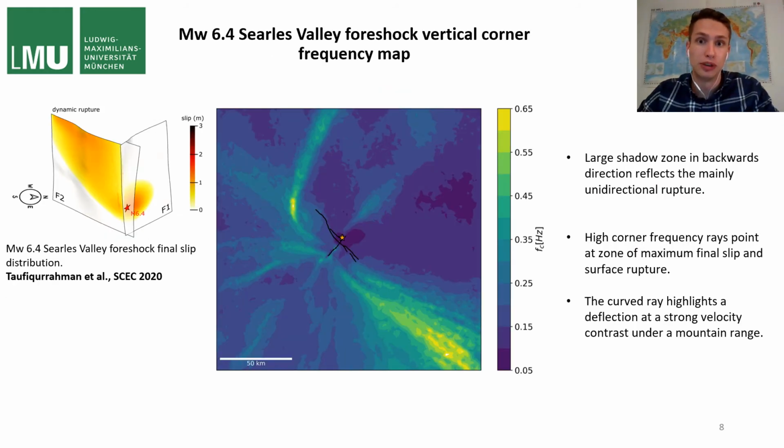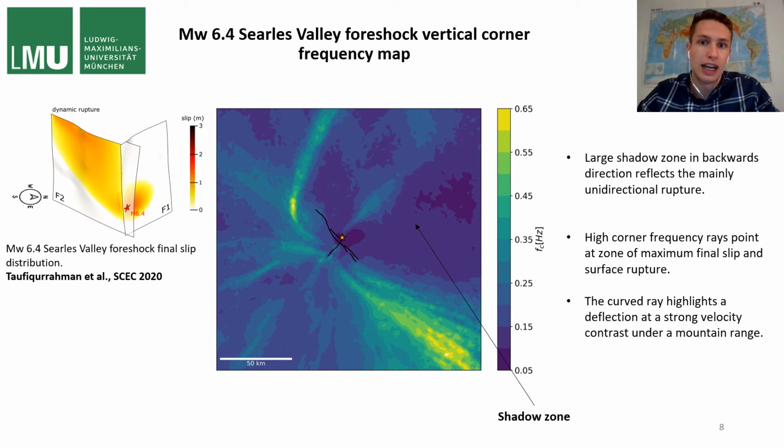The magnitude 6.4 Searles Valley foreshock mainly ruptured along a fault which is orthogonal to the main fault of the magnitude 7.1 event, and the vertical corner frequency map also differs strongly from the main event. It has a large shadow zone in backward direction, which reflects the unidirectional rupture. There's only a small area with higher corner frequencies in backward direction that might stem from the small part of the rupture along the orthogonal intersecting fault.